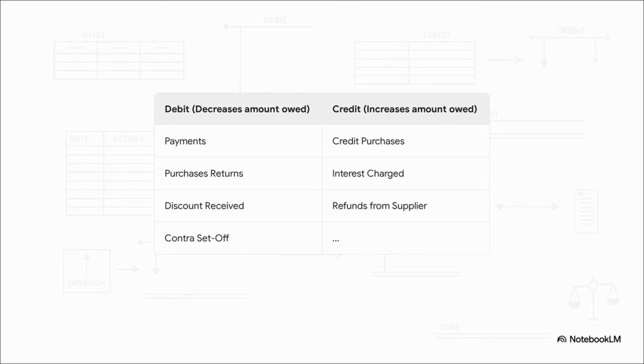So you can probably guess what's coming. The T account logic is a complete mirror image of what we just learned. This time, a credit on the right side increases what we owe. You buy something on credit? That's a credit entry. A debit on the left side decreases what we owe. You pay a supplier? That's a debit. See? Just flip the logic.